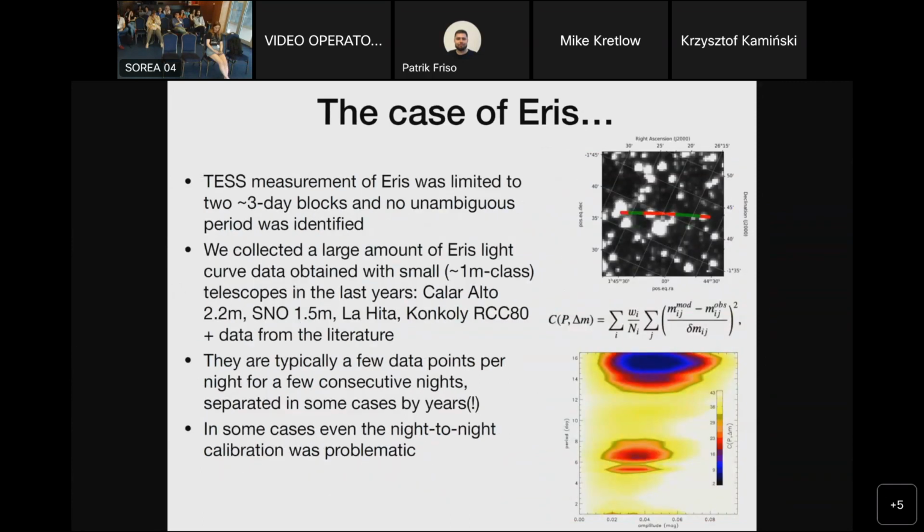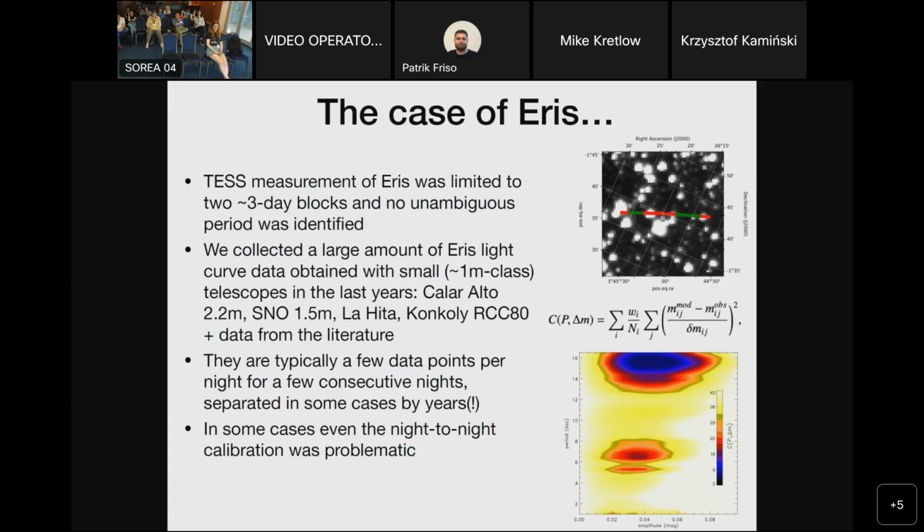Okay. So we had some test measurements, but you can see here, it was a very crowded field, and we had many problems with getting precise photometry, so we could not unambiguously identify any period. So we collected a large amount of ERIS light curve data obtained typically with small 1-meter class telescopes.